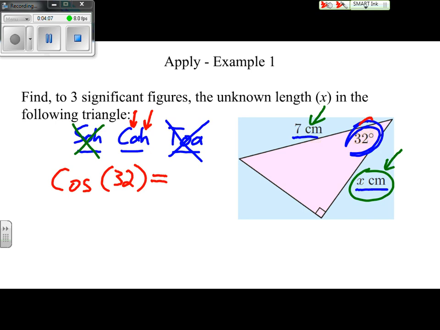And again, if we go back and look at this 32-degree angle, which side was adjacent? That was the one labeled x. That was the one next to it. And then we have the hypotenuse, which we know is 7 here. So we're going to have x over 7.